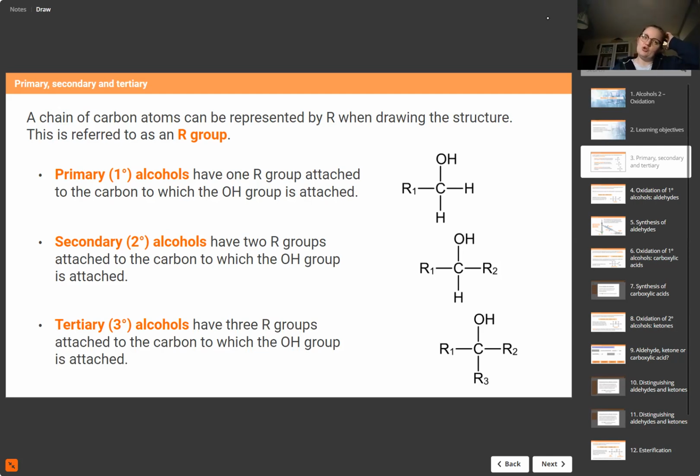So when we come to oxidize them, it's different depending on if we're talking about primary, secondary, or tertiary alcohols. So this is where the differences come in. This is where the importance is, and where that focus and attention really needs to come in.